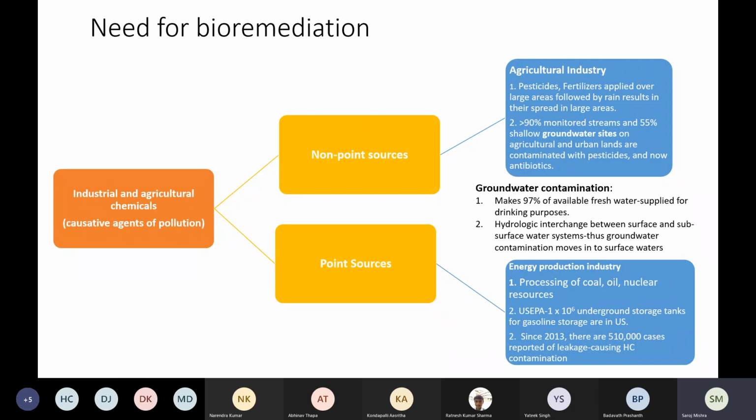Now, amongst the non-point sources, these are the ones where you use an industrial chemical at some particular site, but then eventually, because of either floods or rain, these pollutants get carried over large distances. So they end up at a point which is not necessarily where they have been used. That is called a non-point source of pollution. And the agricultural industry is one of the major contributors to this. What kind of chemicals are used there?